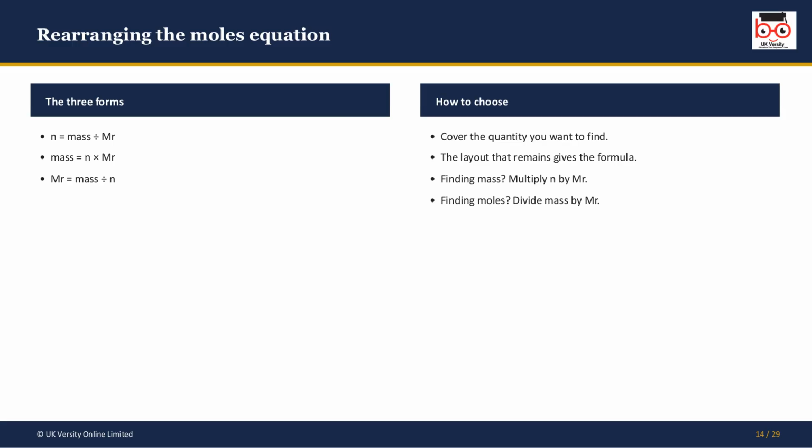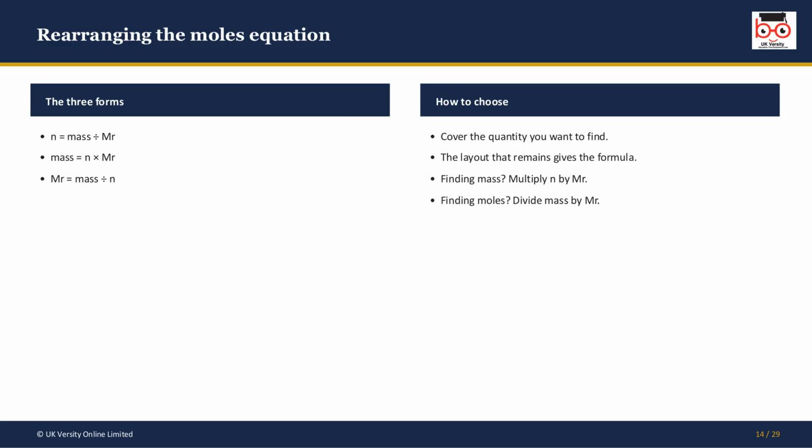This equation has 3 forms, and you'll need all of them. As it stands, n equals mass divided by MR, rearranged, mass equals n times MR, and MR equals mass divided by n. The easy way to pick the right one is the triangle trick. Cover up the quantity you want, and the layout that's left is your formula.